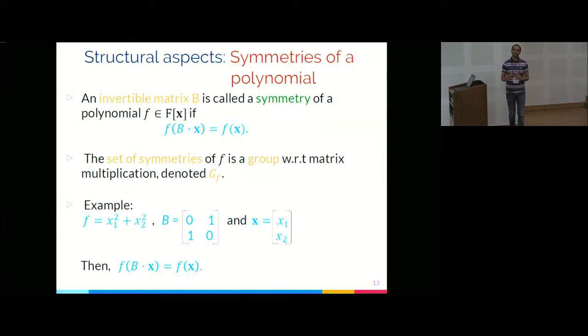So let's try to understand this concept with an example. Consider x1 square plus x2 square, and my vector of variables is x1 and x2 here, and let me pick matrix B. Now when I multiply matrix B with x, x1 gets mapped to x2 and x2 gets mapped to x1, and when I feed this into f, f becomes x2 square plus x1 square, which is f. So this shows that B is a symmetry of f.